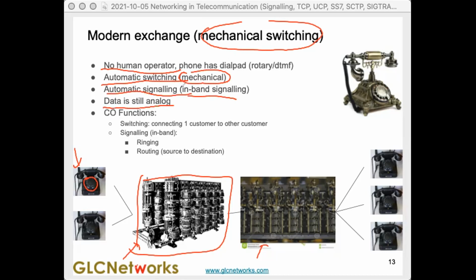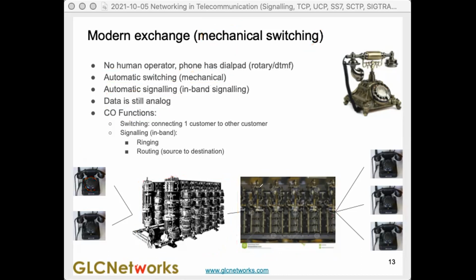There is no 1 and 0, still analog. But yeah, so it has been automated. So you just dial, and then the central office machine here is really a machine. It's very noisy, because it's based on mechanical things. You can see lots of metal stuff in the central office, so it's very noisy.